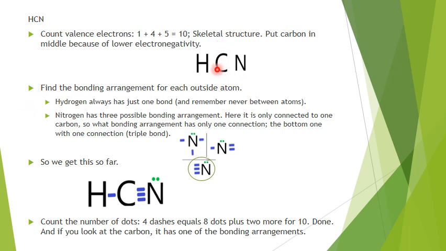Okay, so hydrogen gets 1 bond, and nitrogen has 3 different bonding arrangements, so we're going to pick the one that only has 1 connection, and that's the triple bond. We're going to put it there, triple bond, 1 lone pair. Alright, so we have the outsides taken care of. Now we count up the dots: 2, 4, 6, 8, 10. There you go.